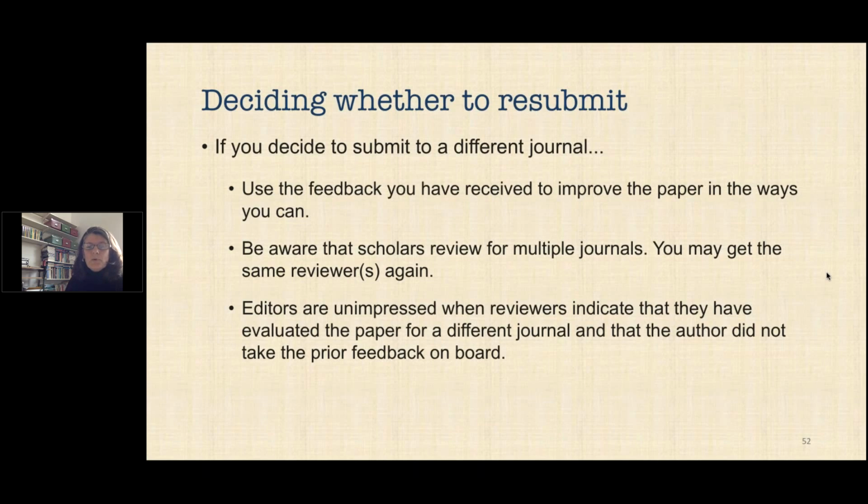So always be aware that scholars review for multiple journals and that you may get the same reviewers again. It's not uncommon for us to have a reviewer tell us that they read the paper for a different journal. And we often get two kinds of responses. One kind of response is that the author did a great job of revising the paper and it's much better now than it was when they saw it previously. But the other kind of response is that the reviewer didn't think that the author had done anything to the paper. And that doesn't generally go down too well with the editors.